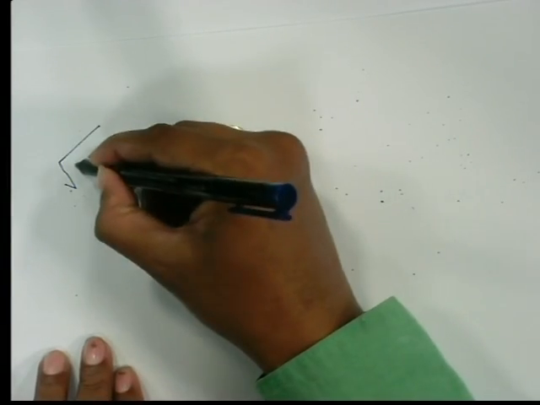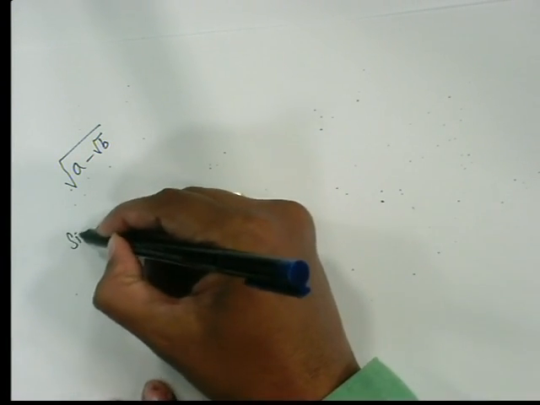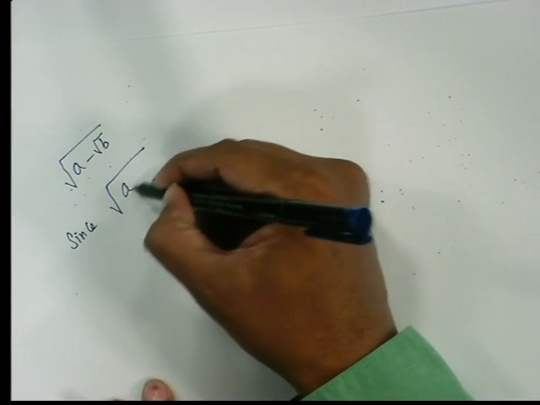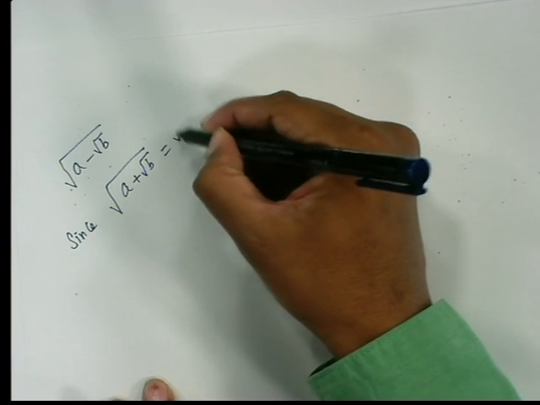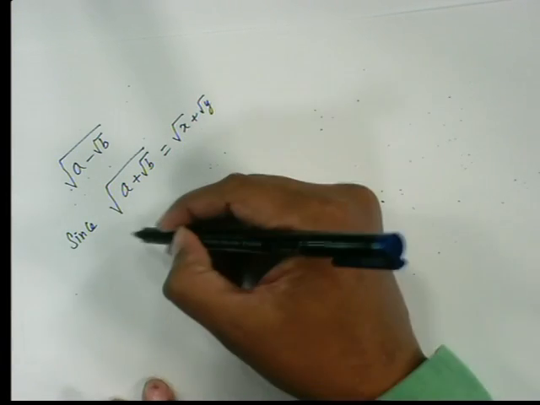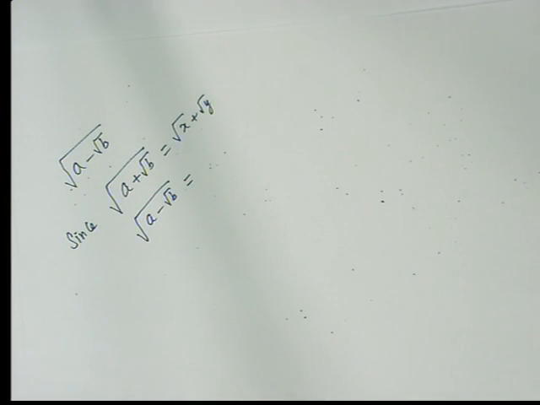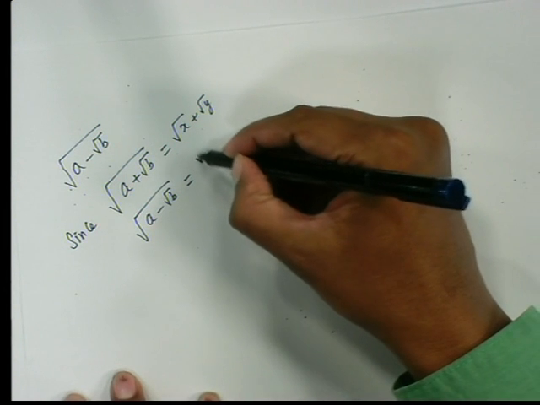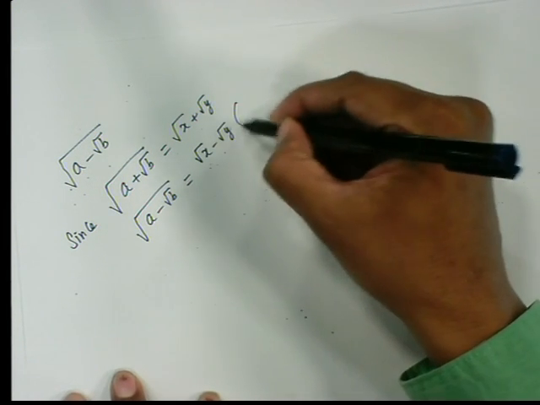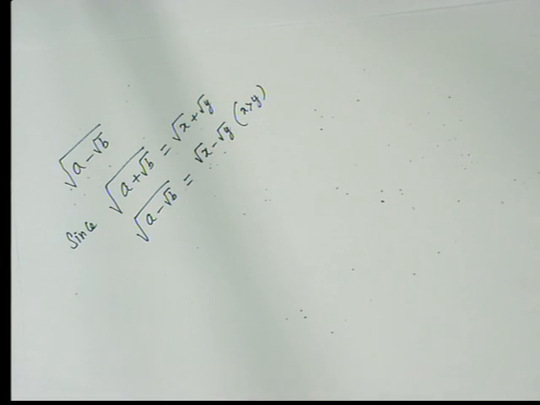Square root of a minus root b. See, since square root of a plus root b is equal to root x plus root y, now square root of a minus root b, what do you observe? The square root of a minus root b is the conjugate of square root of a plus root b. So, what will be its value? Conjugate of this one, that is root x minus root y, where x is greater than y. Okay, now let us do some examples on this one.